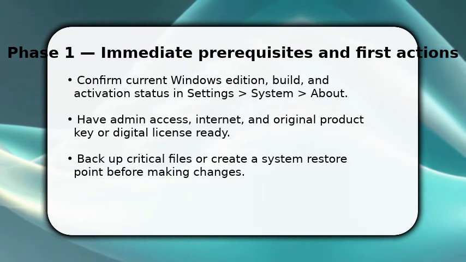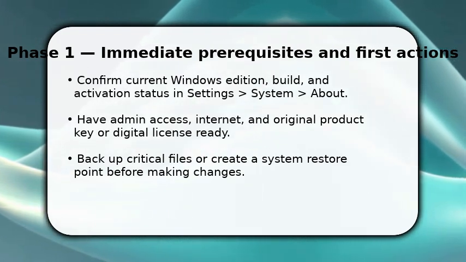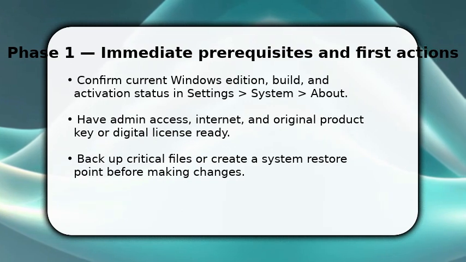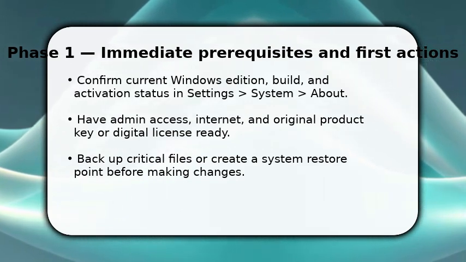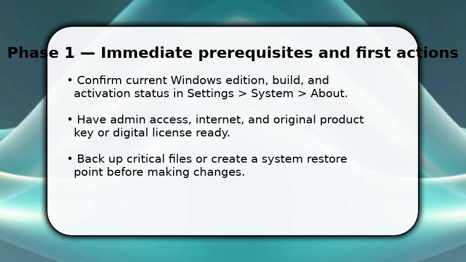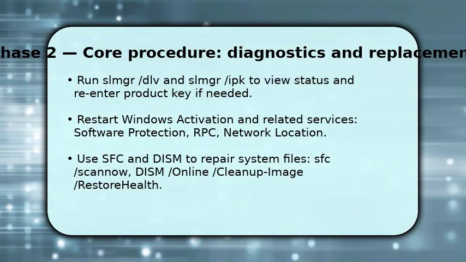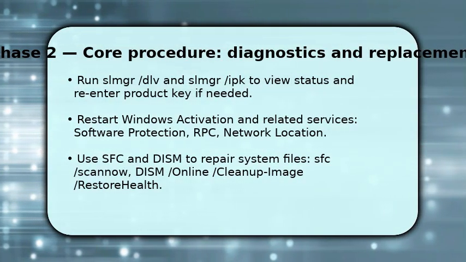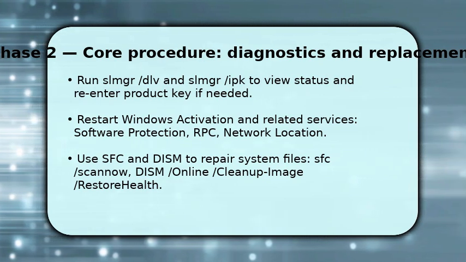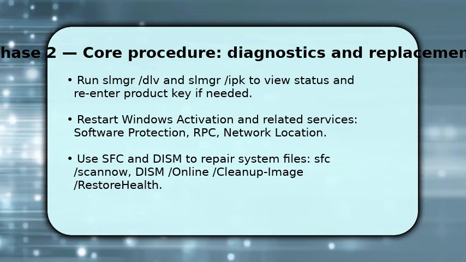Next, you repair activation and supporting services because corrupted files or stopped services often cause expiry errors. Use SLMGR to display licensing, then re-enter the key with SLMGR /IPK if required. This forces the OS to reevaluate entitlement.